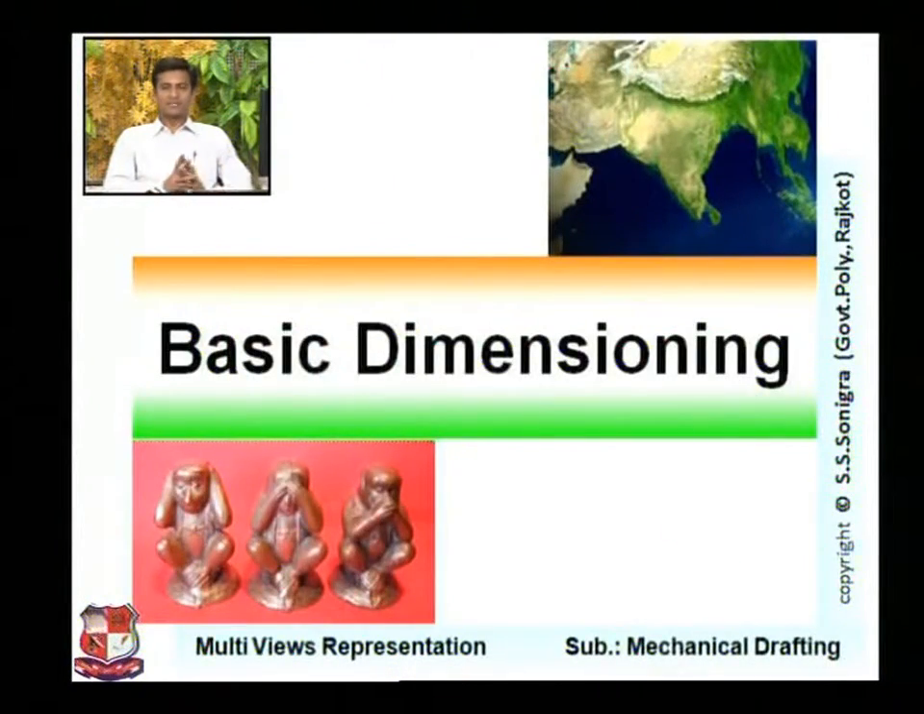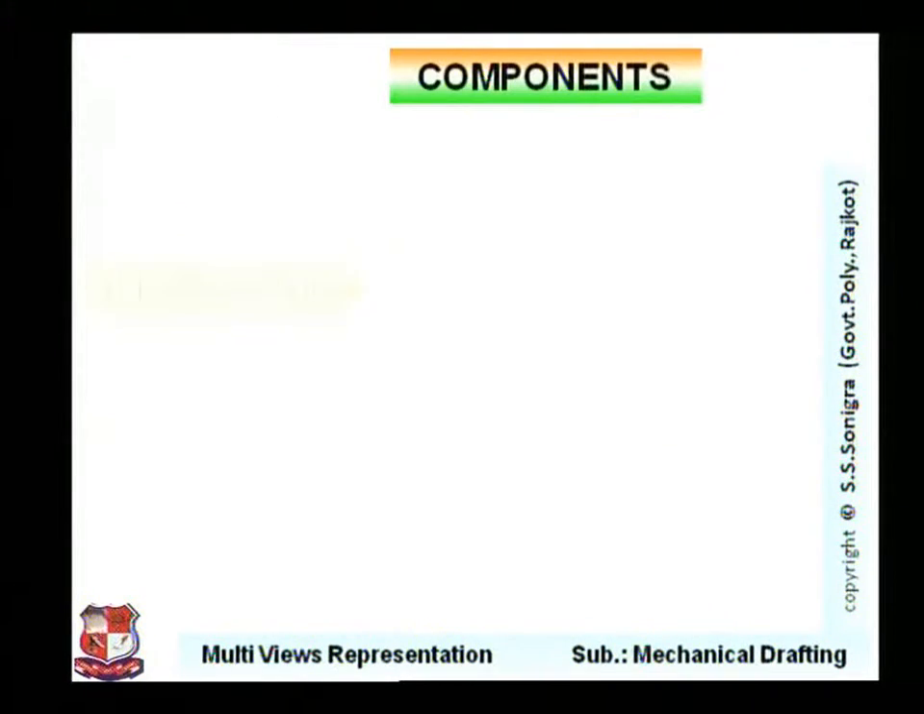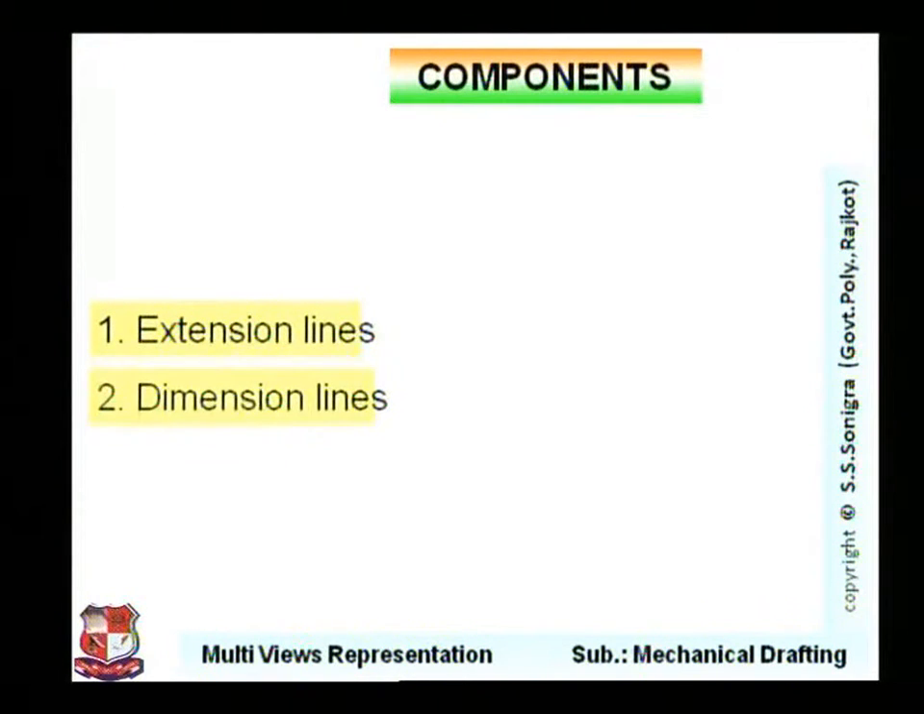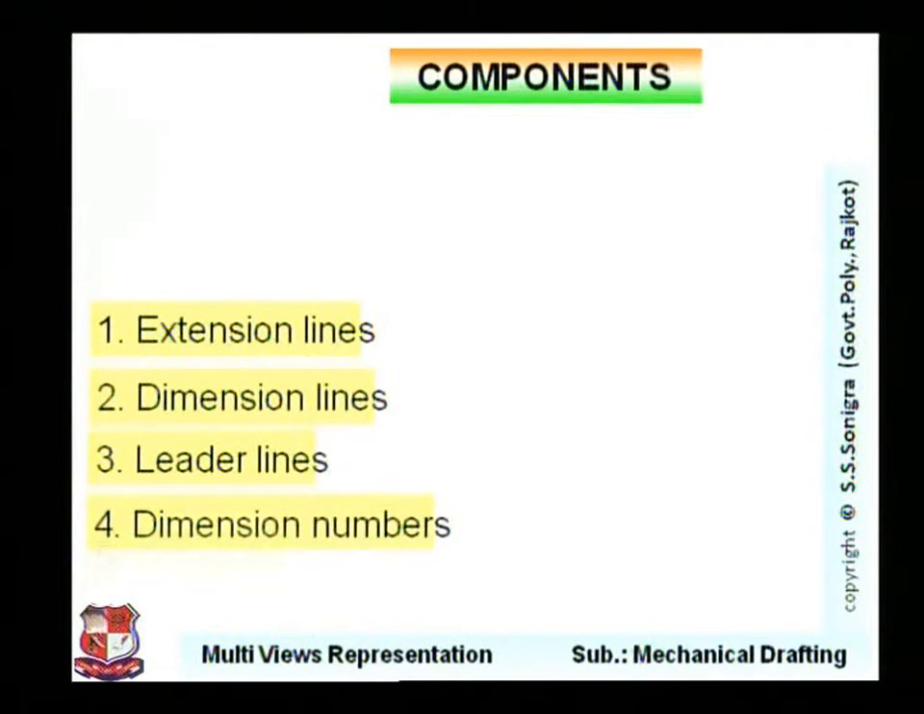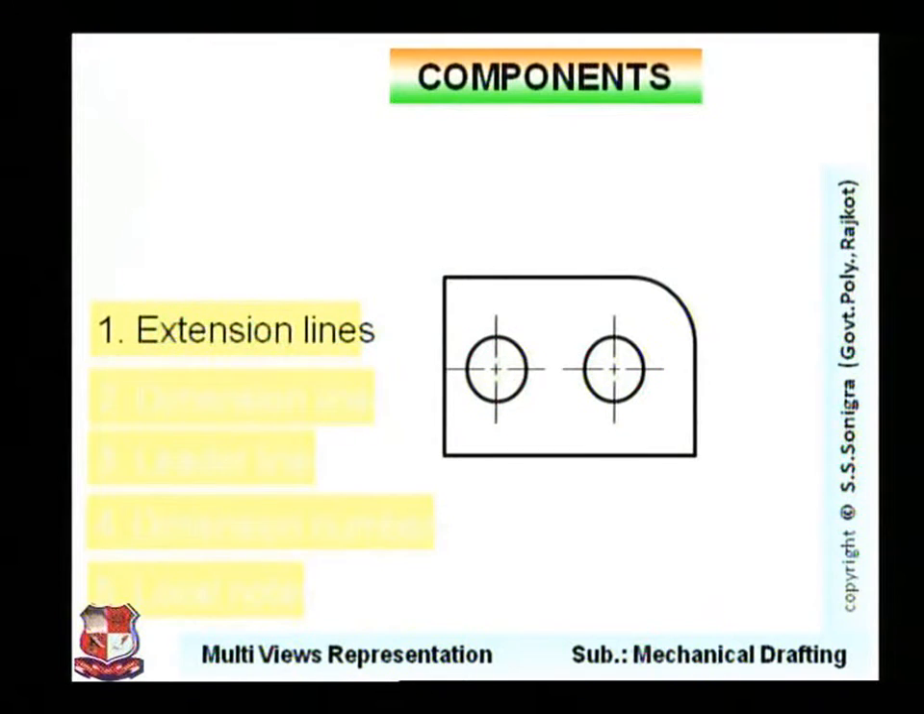Now basic dimensioning, a very important topic of present discussion, that is basic dimensioning, how to use the basic dimensioning in that object. Components are shown over here. These are the components of dimensioning: extension line, dimension lines, leader lines, dimension numbers, and local notes. The first is the extension line.